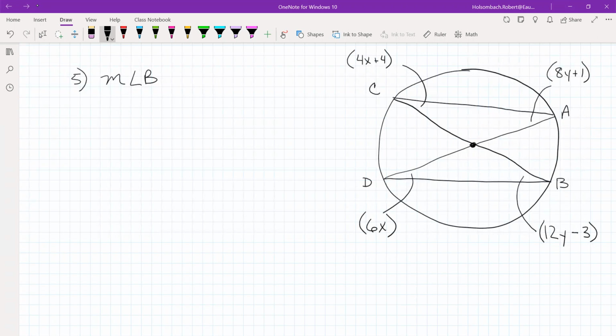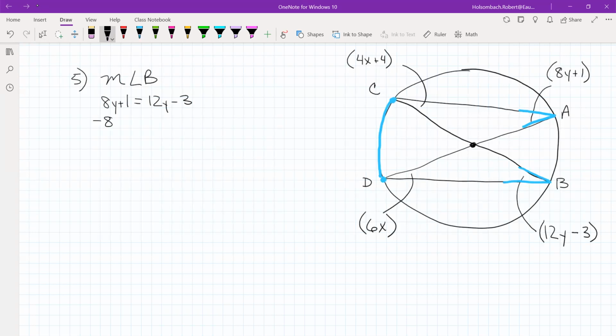So if the first thing that we need is angle B, then we need to solve for y. The expression 12y minus 3 represents angle B and the expression 8y plus 1 represents angle A. Both of those angles intercept this arc, arc CD. That means the two angles are congruent to each other, which means your 8y plus 1 is equal to 12y minus 3.